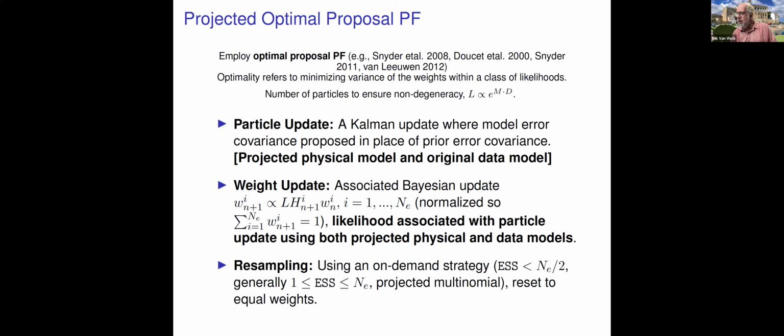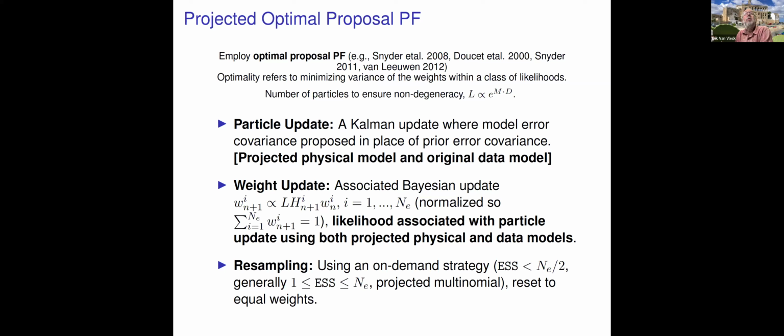Okay, so the particle filter we've been using a lot is what's called the optimal proposal particle filter. I'm now using L for the number of particles, M for the model dimension, and D for the data dimension. So with the optimal proposal, the particle update is similar to a Kalman update, but with the model error covariance in place of the prior error covariance.